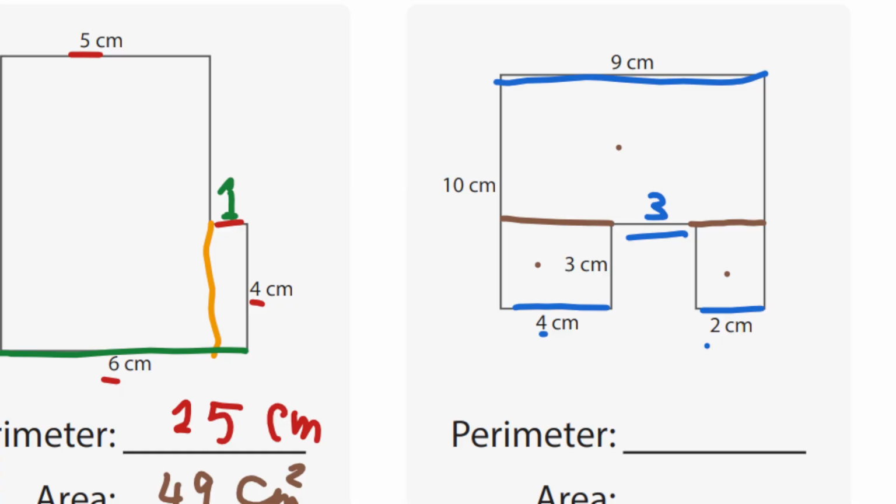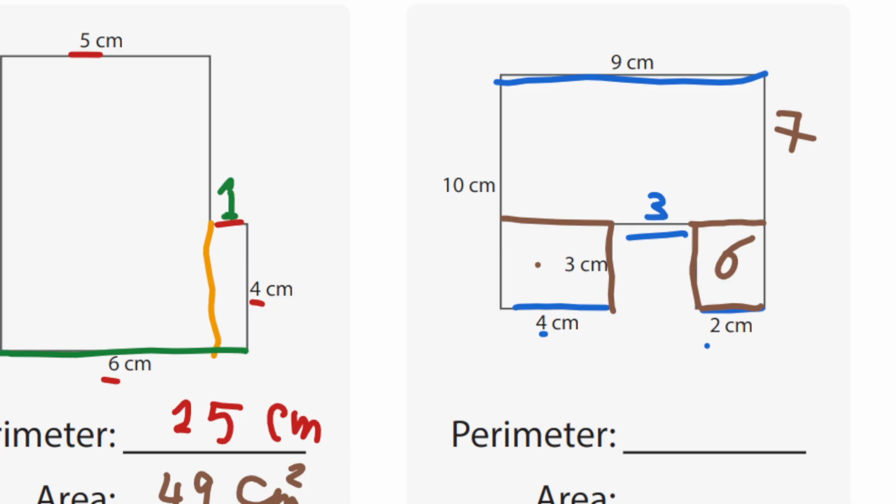Now, the whole length here is 10, and this part here is 3. That means this part is 7, right? So that's important. Now, let's start doing it. Let's find this area here, this one. So this is 3, and this is 2. So the area is 2 times 3, which is 6.